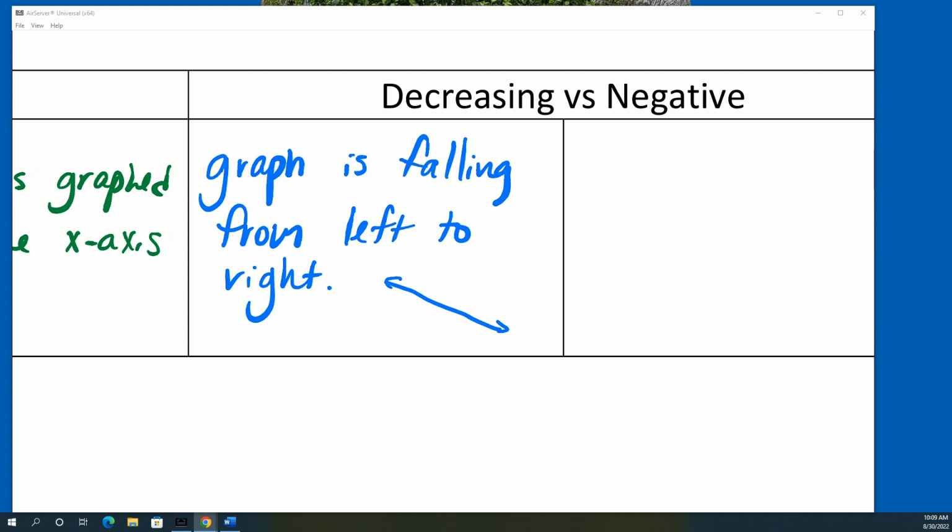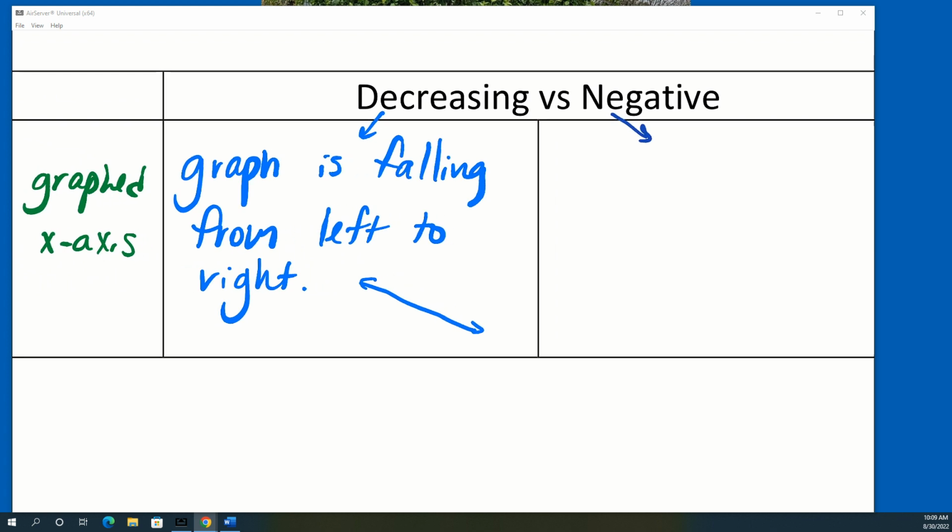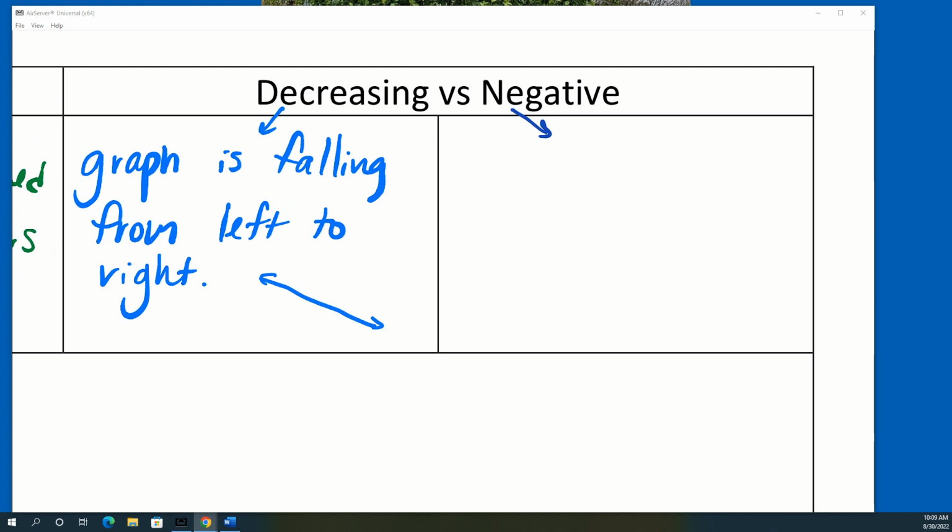So this one, the decreasing intervals is where the graph falls. The negative intervals is totally unrelated to that. It's going to be where the graph is below the x-axis.